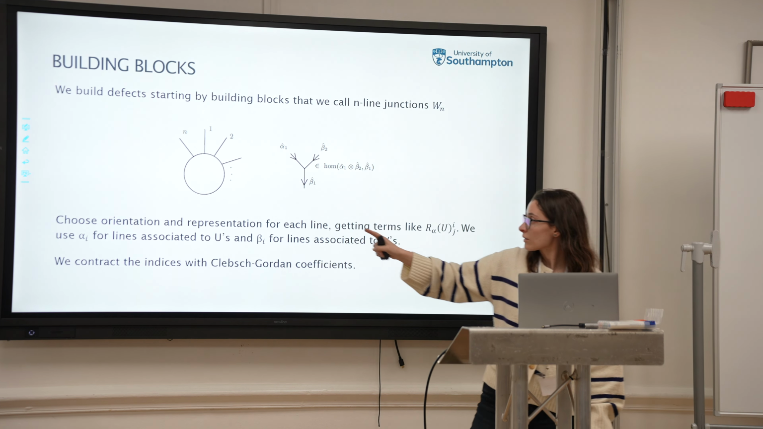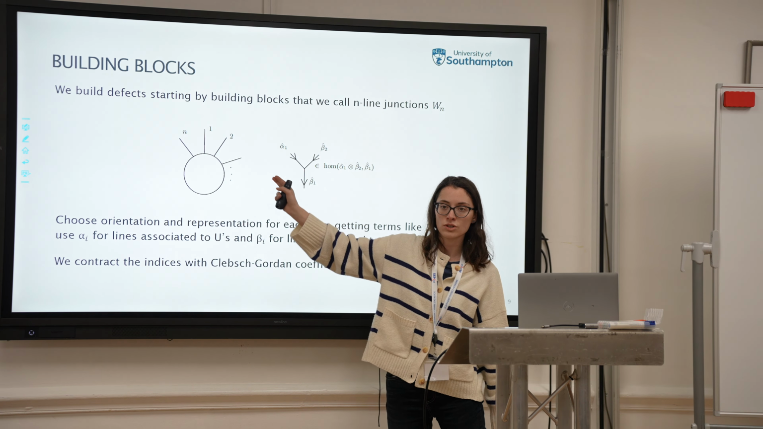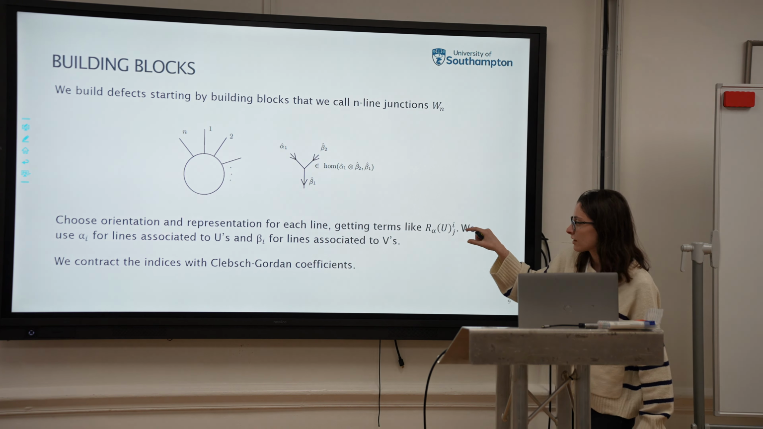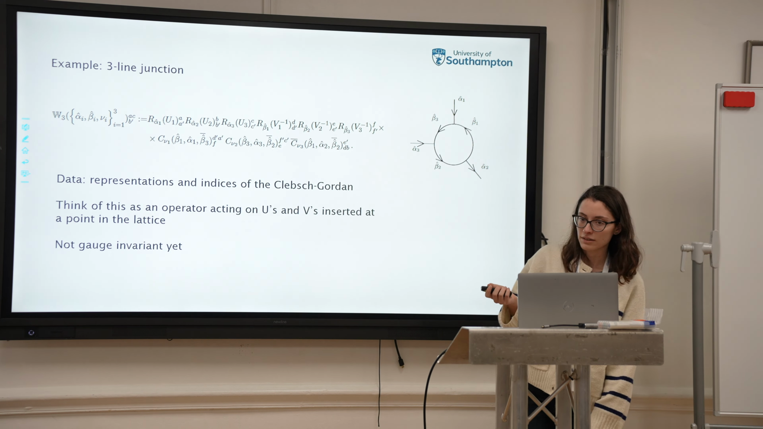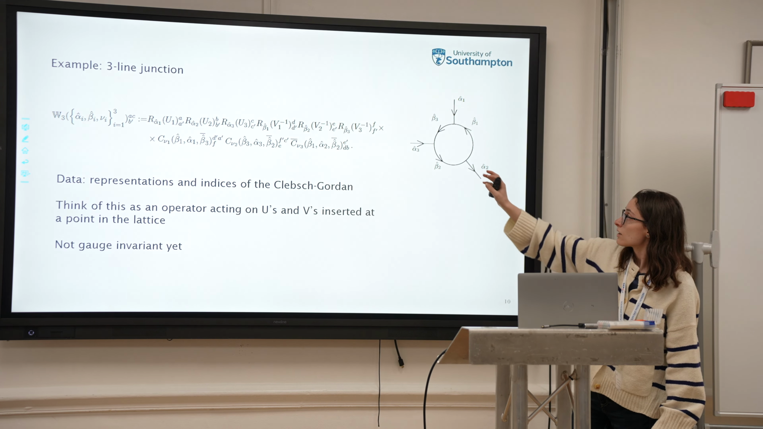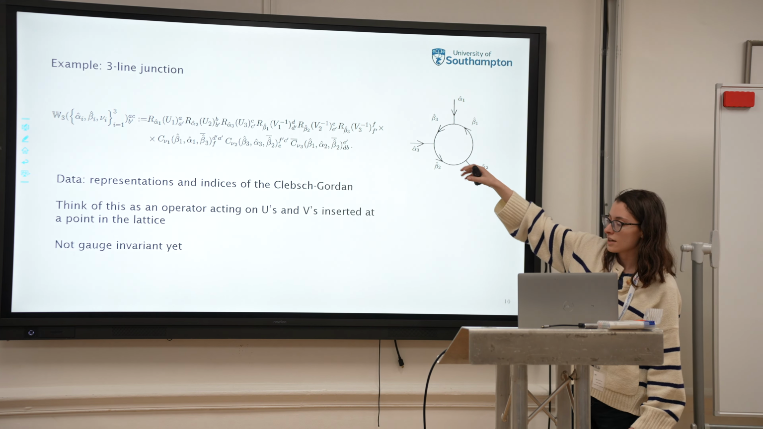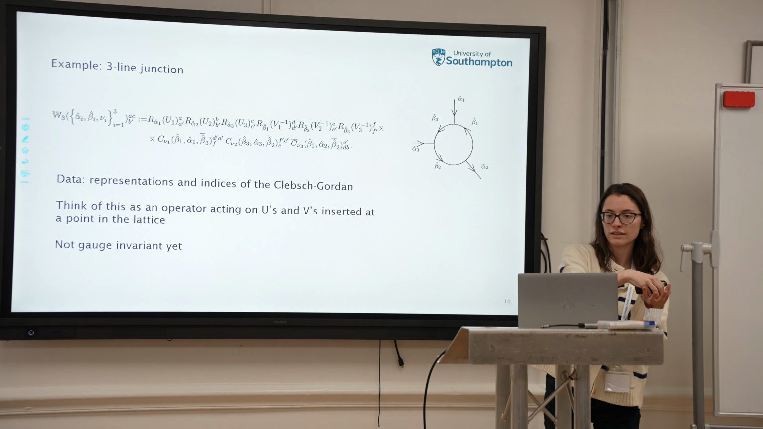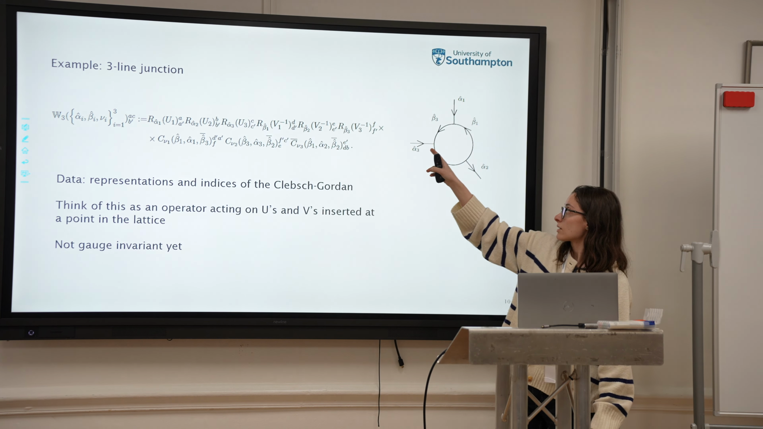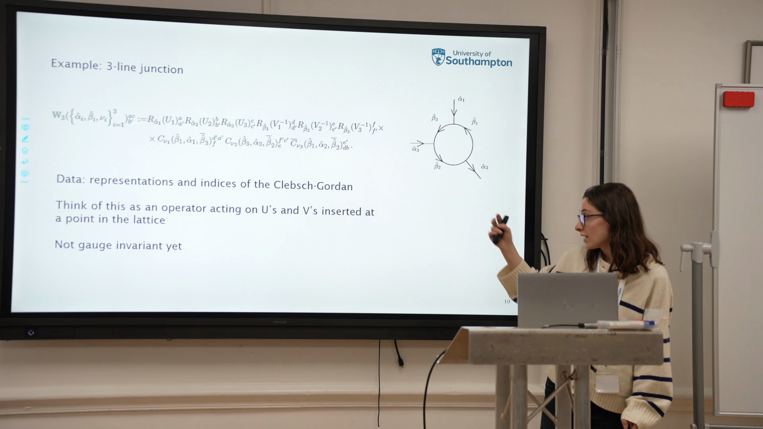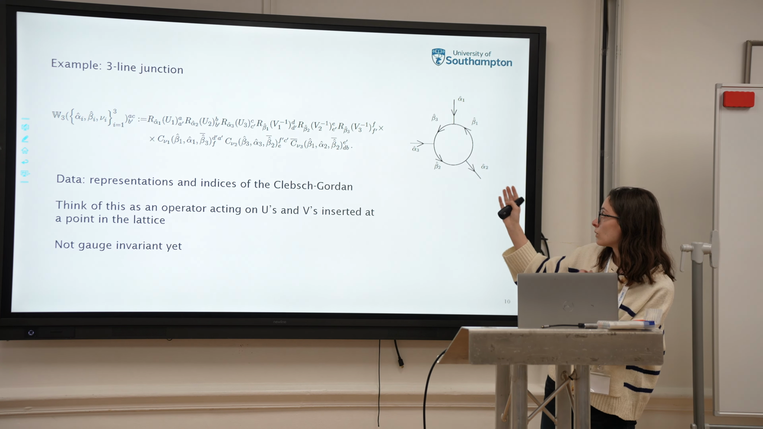So what we have is a bunch of matrices associated to each segment, and then we can contract the indices of these matrices with Clebsch-Gordan coefficients. An example will make this clearer. This is what it looks like. These are our building blocks. You should really think of these as living at a point. So this is inserted at a point in the lattice. You would have some plaquette here, some other plaquette here, and some other plaquette here. And it really acts as an operator on the U and V degrees of freedom.